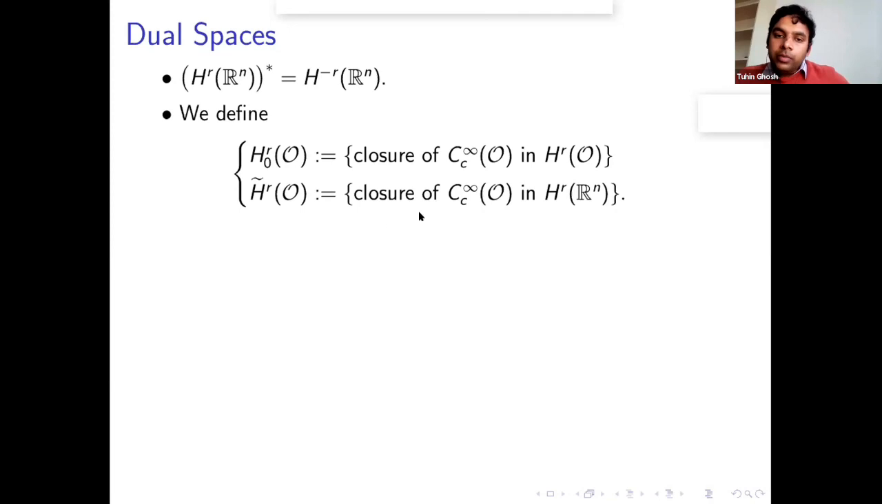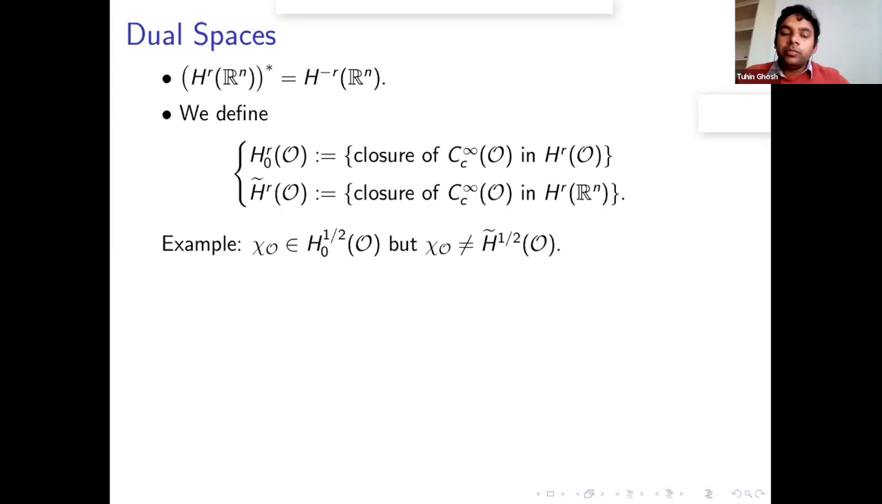But if you take the closure of C_c^infinity(O) with respect to the H^r(R^n) norm, then you get back a slightly different space, and that space is not the same as this space. It depends on what kind of open set O you are dealing with. If it is not Lipschitz and so on, then these two spaces are really different and can create a lot of nasty things.